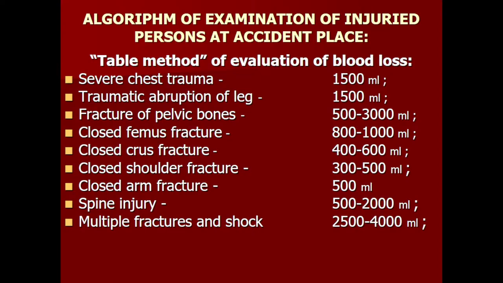Fracture of ankle, it's 600 milliliters of blood loss. Closed fracture of arm, 500 milliliters of blood loss. Forearm, 500 milliliters. Spine injury of pelvis, if avulsion type, it's 500 milliliters. If more, it's 2 liters.